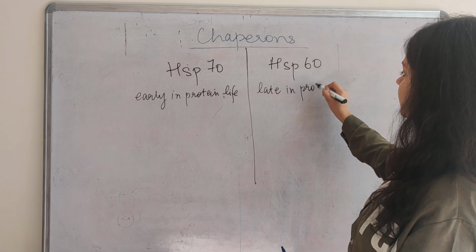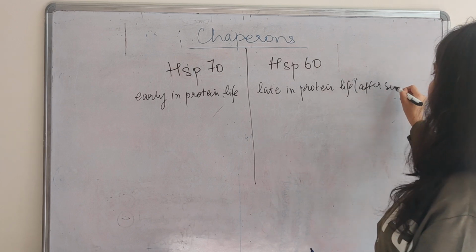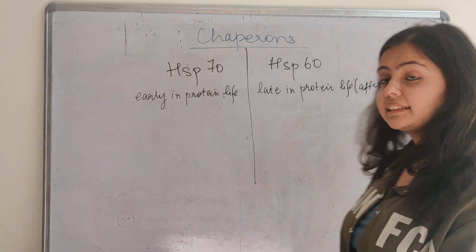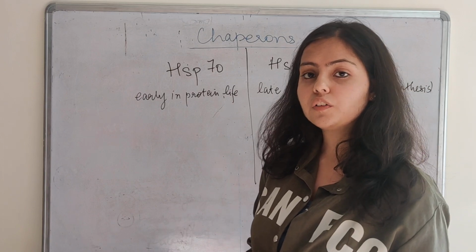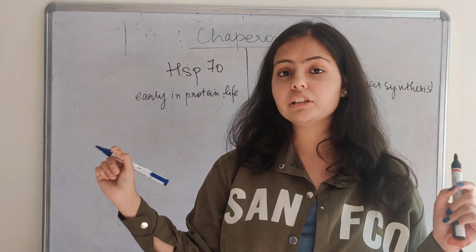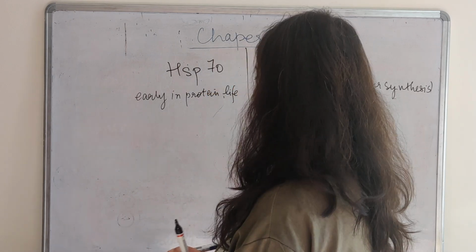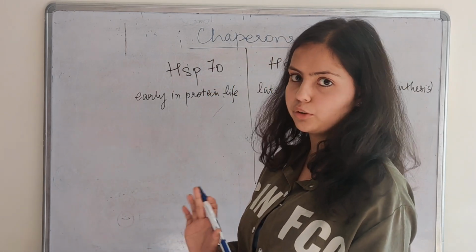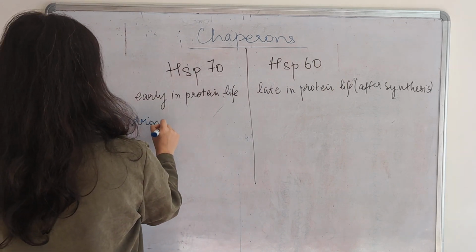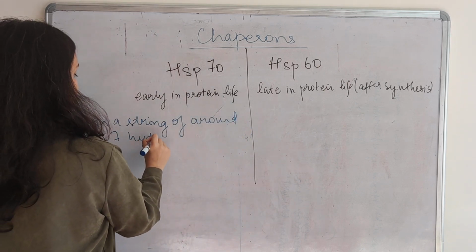That is after synthesis of protein. After the synthesis of protein, where is the HSP70 found? It is found on a string of around 7 amino acids forming a protein. There it is found, and the amino acids are hydrophobic, a string of around 7 hydrophobic amino acids.